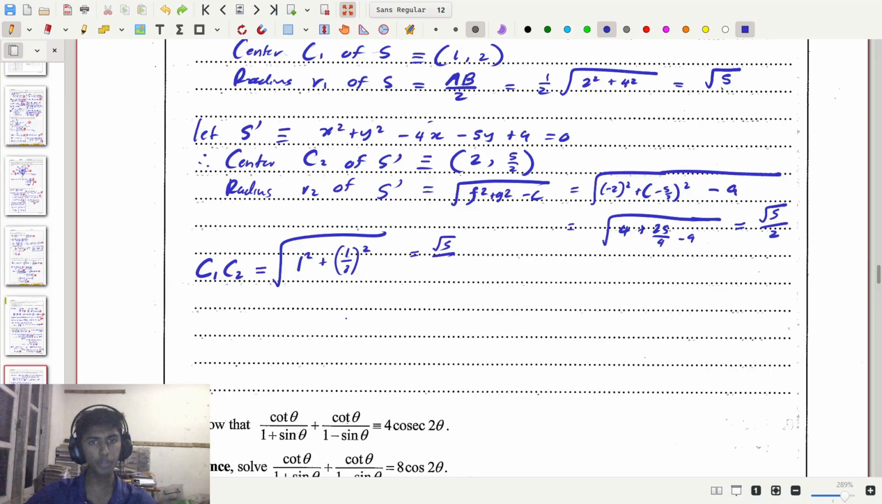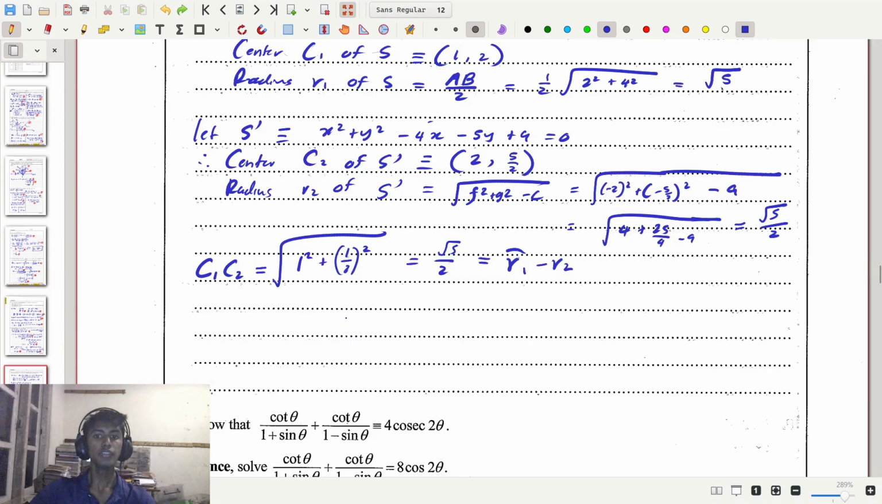Now we can also see that root 5 over 2 is equal to R1 minus R2, since R1 is equal to root 5 and R2 is equal to root 5 over 2. From theory we know that if the distance between the two centers of two circles is equal to the absolute difference of their two radii, then the two circles touch internally.